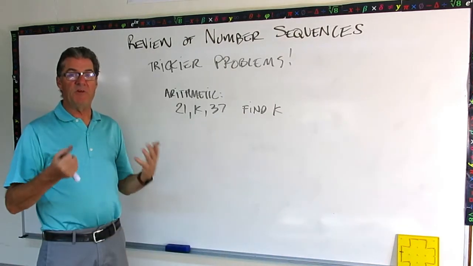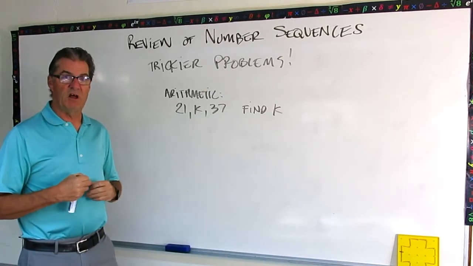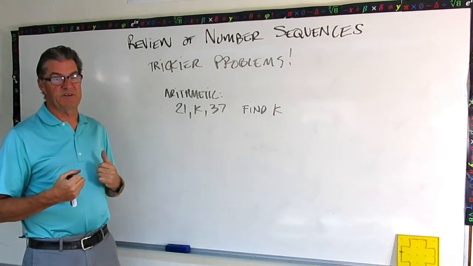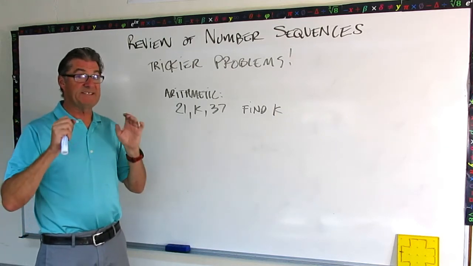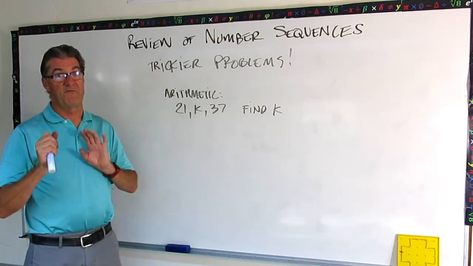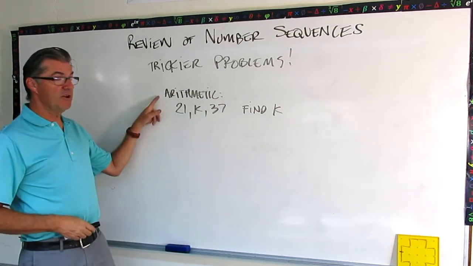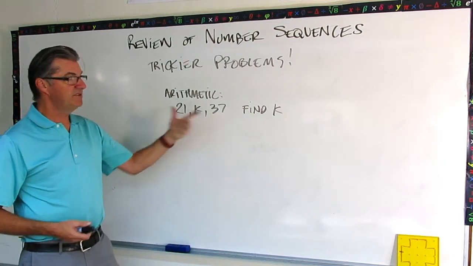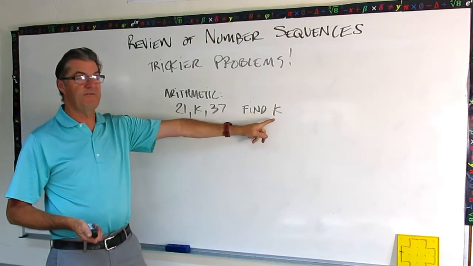Okay, we did a couple other more tricky problems along the way with arithmetic and geometric sequences, where we used what we knew about the sequence to set up an algebra problem, which we could then solve for a variable. So let's do one of those for an arithmetic sequence. Here are 3 terms in an arithmetic sequence, and we're being asked to find k.